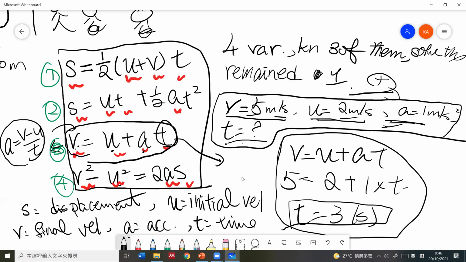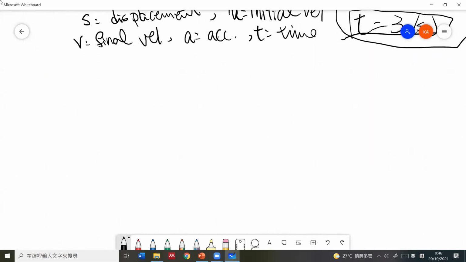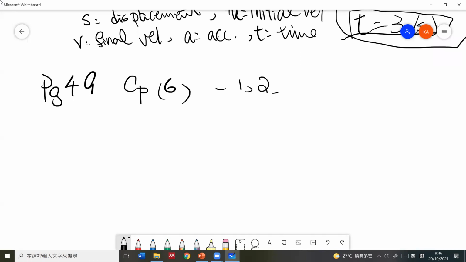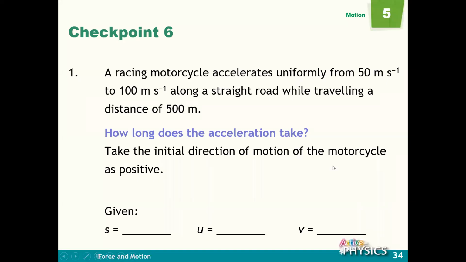Now turn to page 49, and we will do checkpoint 6, question number 1 and 2. Do it on your own first. I give you 3 minutes. Page 49, checkpoint 6, number 1 and 2. If you don't have the book with you, you can look at the screen. This is the question of checkpoint 6, question number 1.